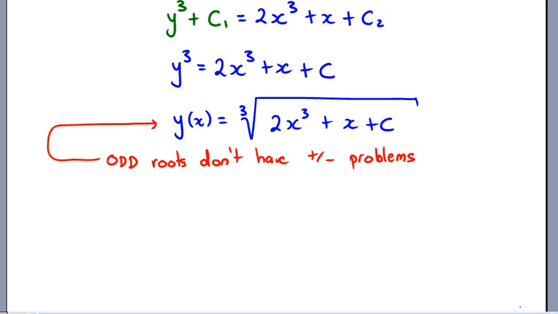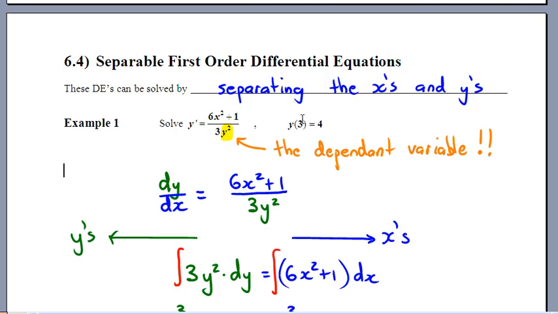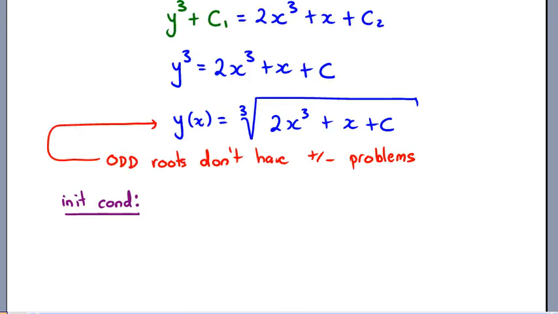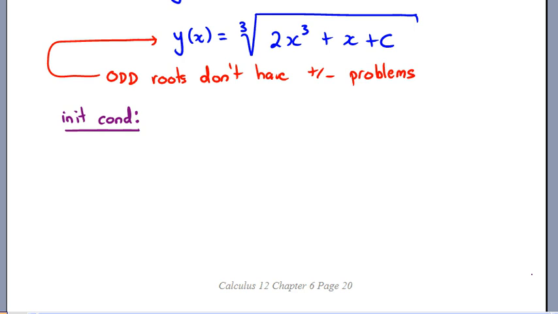I do need to find that c though, so I'm going to go and take that initial condition. They told me about an x and a y value that go together. They said, right up at the beginning of the question, when you put 3 in for x, you get 4 out for y. All right, I'm going to use that right now. I'm going to say y of 3 specifically is going to have to end up being 4.